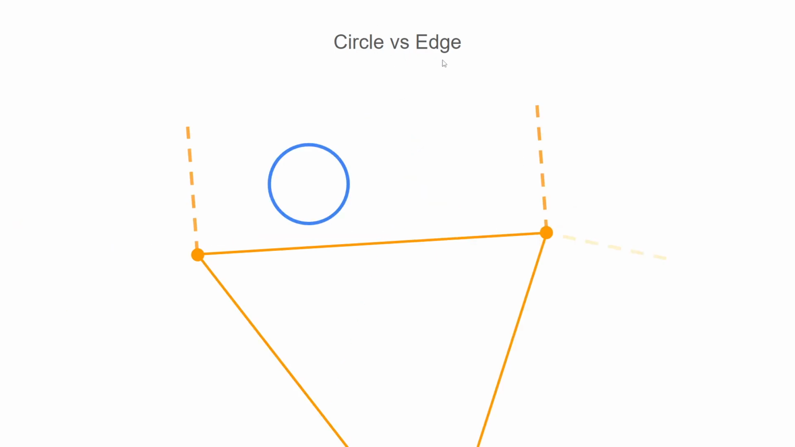This is the circle versus edge case. Here we check the circle versus the edge. And we have to do this if the circle lies in between these two lines. Okay, and I'm going to show you how we can calculate that. I hope it's easy to understand.